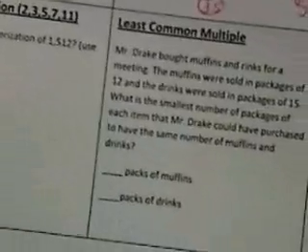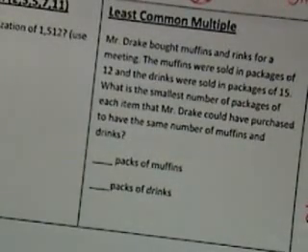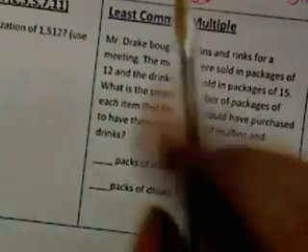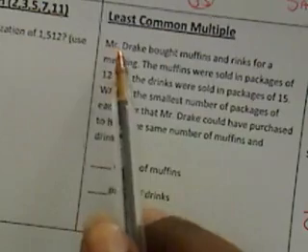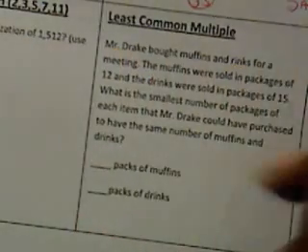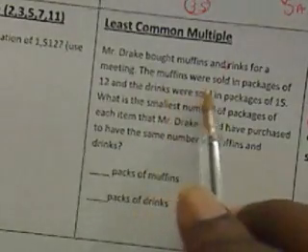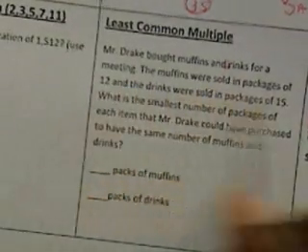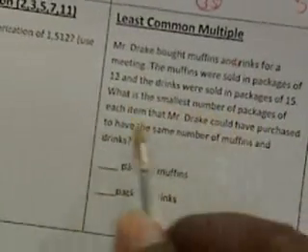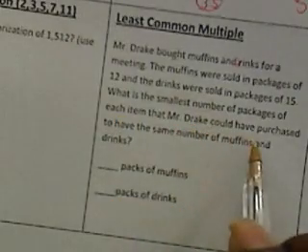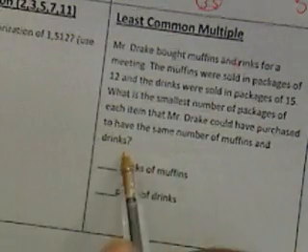All right, least common multiple. Guess what? This is what we did in class kind of today. But the numbers are different. So we got muffins. Dr. Drake, not Dr. Drake, Mr. Drake bought muffins, and there's a typo. Drinks for a meeting. The muffins were sold in packages of 12, and the drinks were sold in packages of 15. What is the smallest number of packages of each item that Mr. Drake could have purchased to have the same number of muffins and drinks.